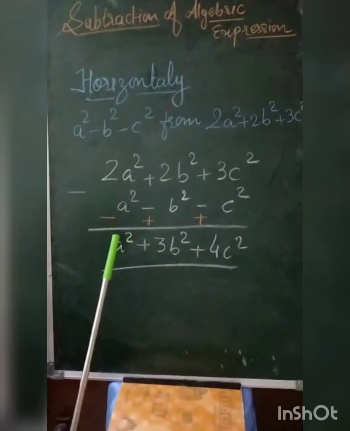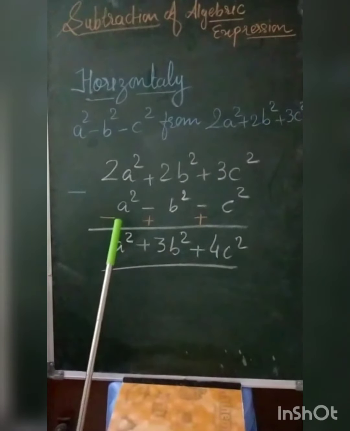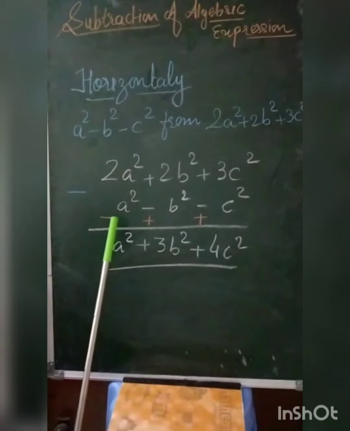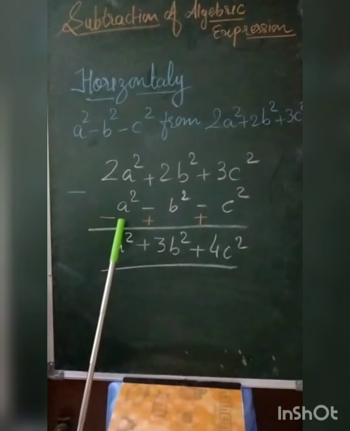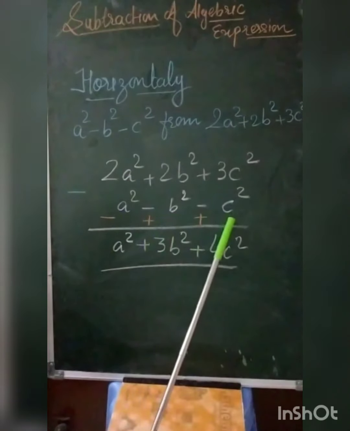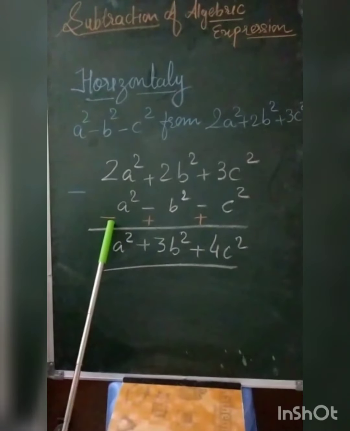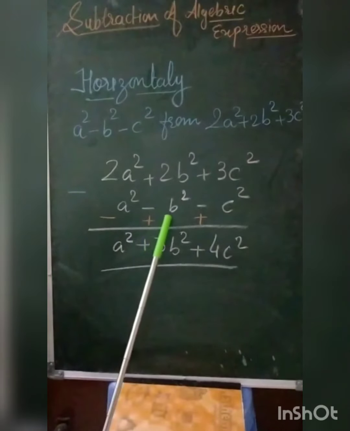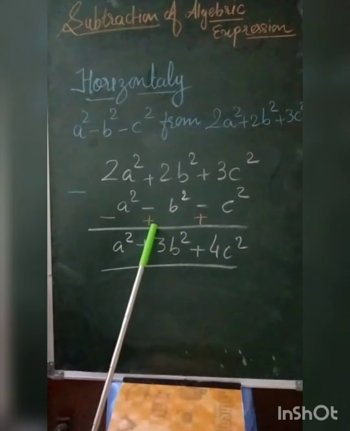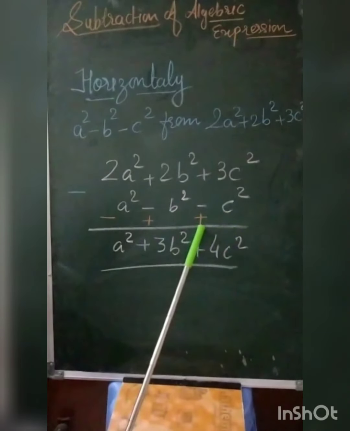When we are doing the subtraction, the sign of the lowest term will change. So here the sign of this term, a square minus b square minus c square, will change. As a square was positive, so it will become a negative integer, or you can say a negative variable. Then minus b square will become a positive one, and minus c square will become a positive one.